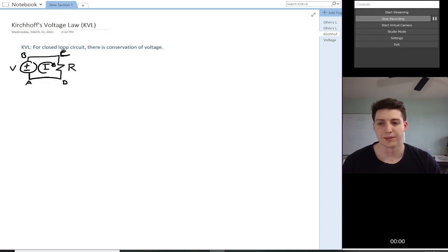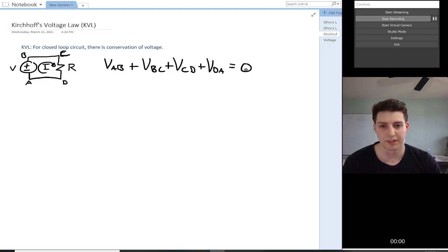So what KVL says is for a closed loop circuit, there is conservation of voltage. What that means is if we start at this point A, whether we go around clockwise or counterclockwise, when we get back to A, we should be at the same voltage. So if we start at A and go clockwise, what we will be saying is V A to B plus V B to C plus V C to D plus V D to A is equal to 0, and that's our conservation, where we can make the side note up here that V I to J is equal to V J minus V I.